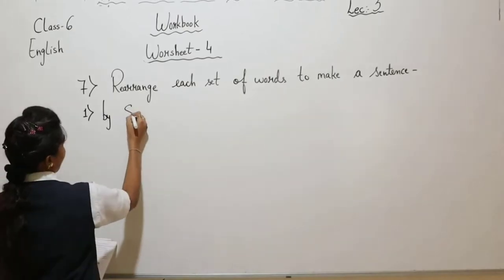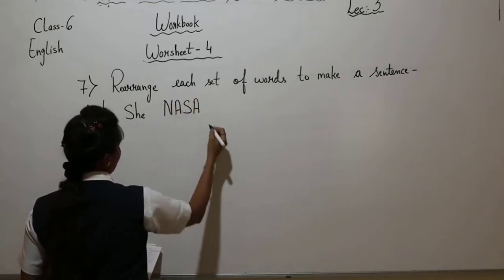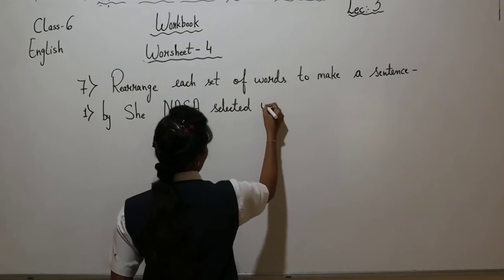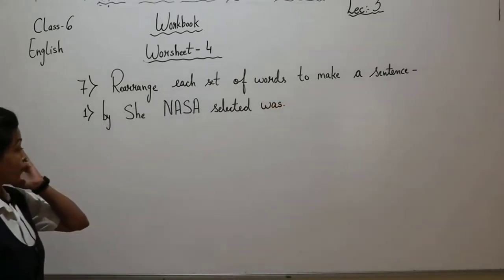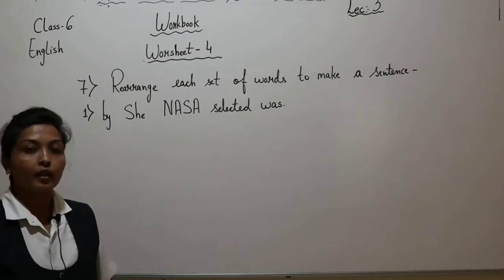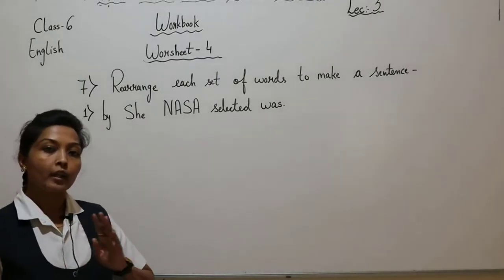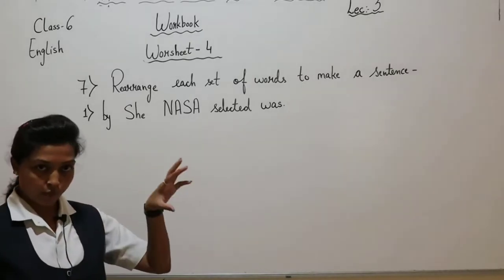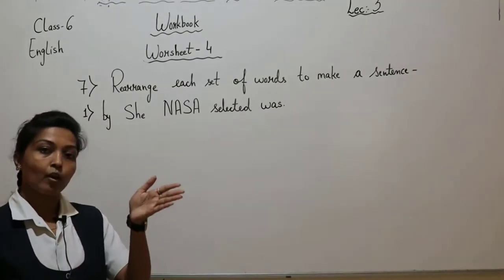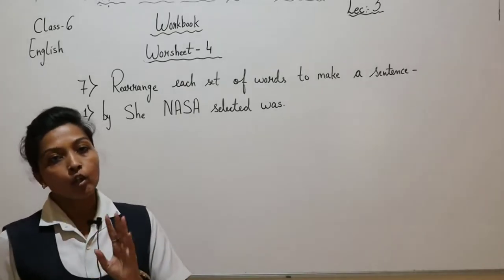By, she, NASA, selected, was. Now see, for this type of question there is no specific rule given to arrange the jumbled words, but in grammar we learn the formation of sentences, and we have some idea about that: whenever we make any sentence, if there is any article, then we start from that article and then after we write down the subject. If there is an auxiliary verb, then after the subject we write the auxiliary verb, then after that we write the main verb, and then after we write down the object.